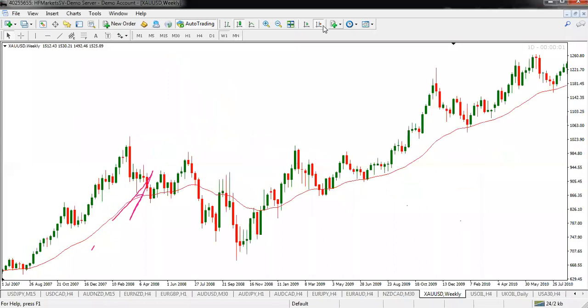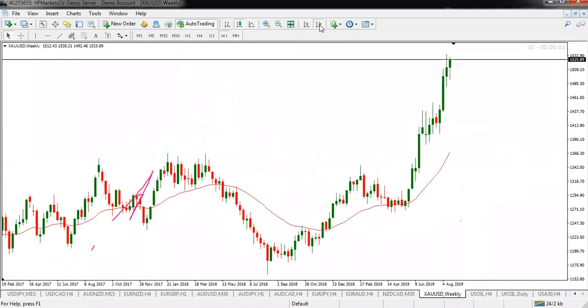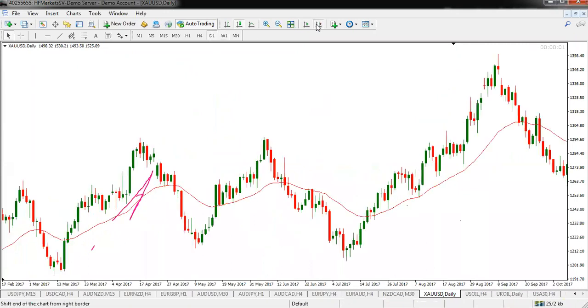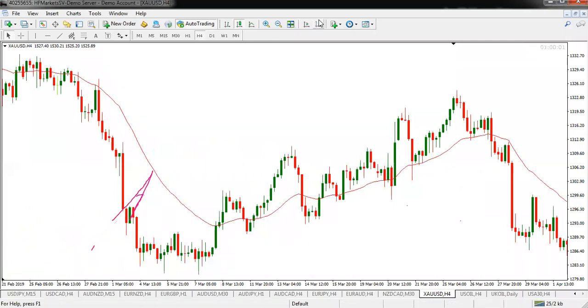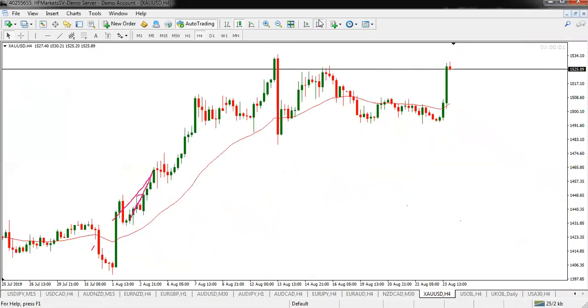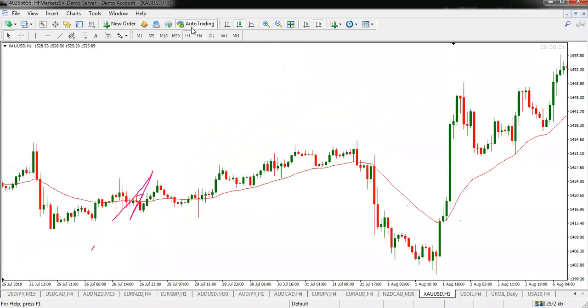If I go to the weekly time frame, each of these candles represents a week. If I go to D1, each of these candles represents a day. If I go to H4, each of these candles represents 4 hours. If I go to H1, each of these candles.